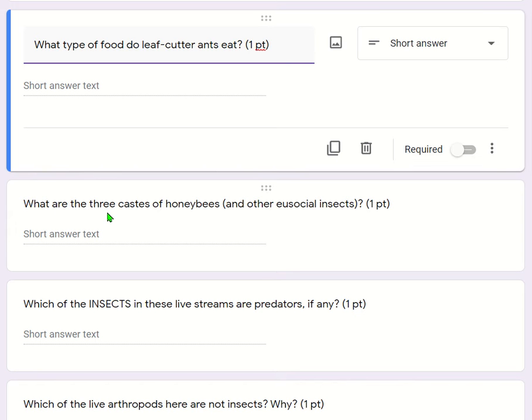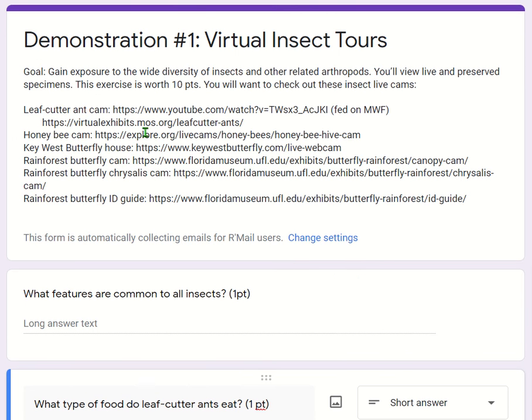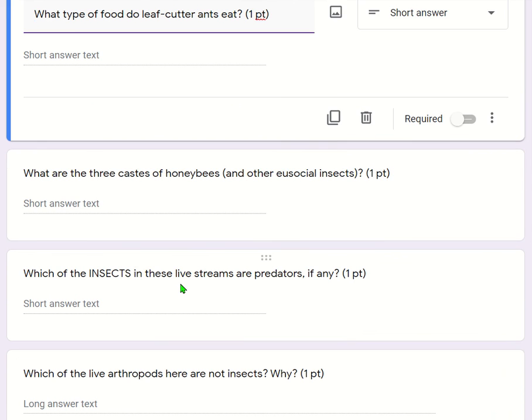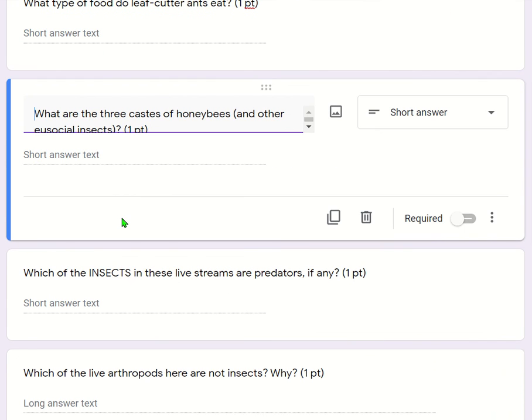So the answer to this one would be fungus. And then what are the 3 castes of honeybees from the honeybee cam here? And the answer to this question are the castes that are workers, which are all females and, as the name suggests, do a lot of the work in the hive, and then the drones, which are the males and are mostly around for mating, and the queen, of course, is around for reproduction. And I put here that other social insects have these castes too, but I should have stipulated that not all of them have those castes. For example, termites also have a king.